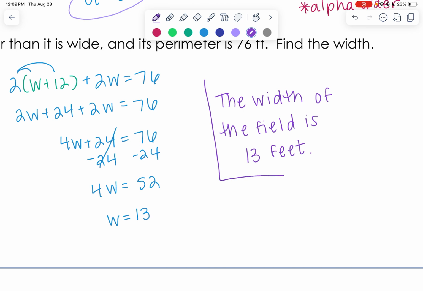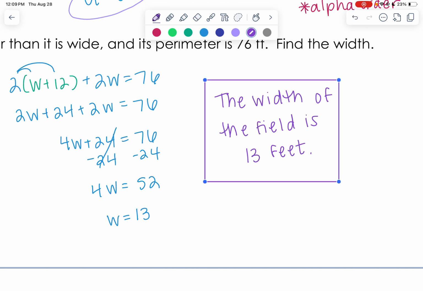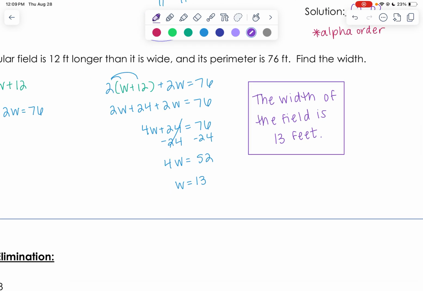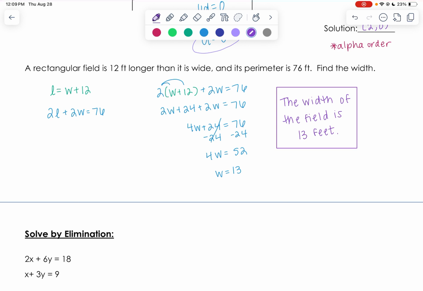Now, before you ask, Ms. Bauer, are you going to count off if we don't do that? Yes. On the AP test, they want context, and on this, we want context. Don't just say W equals 13. What is that? You can use whatever variables you want to use. Just make sure that you're clarifying what it is.